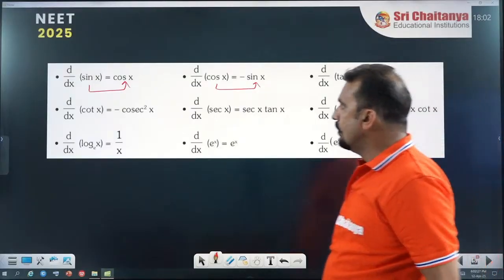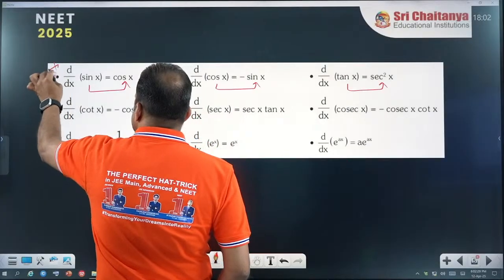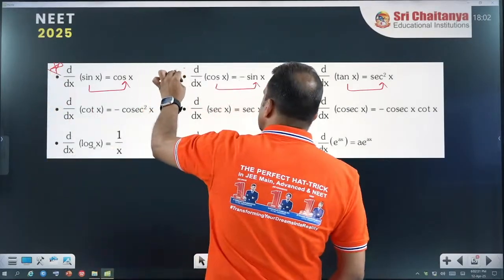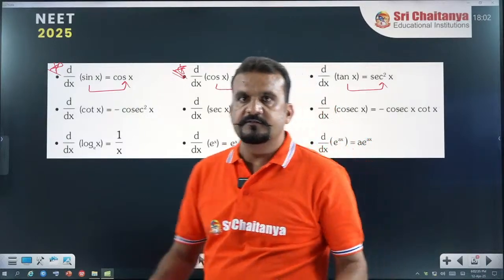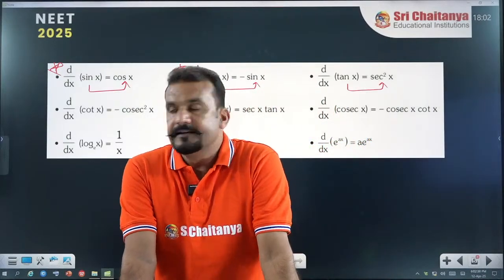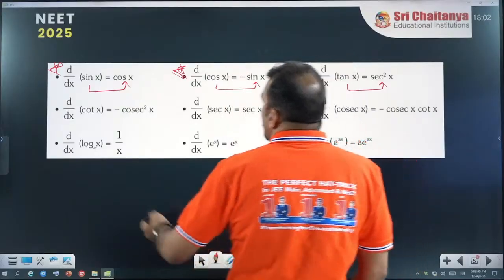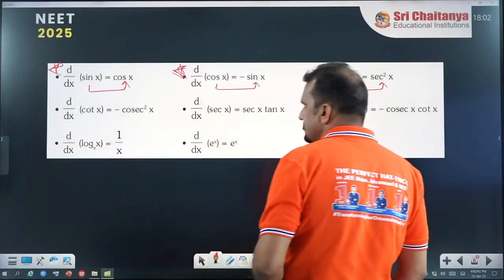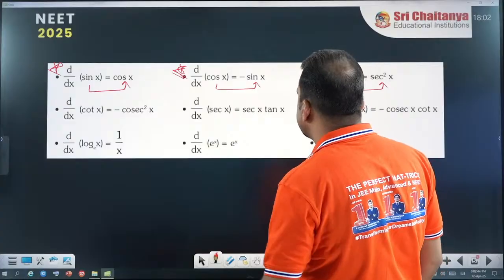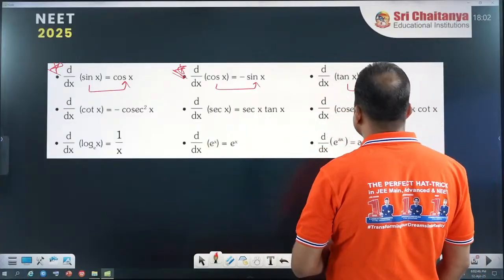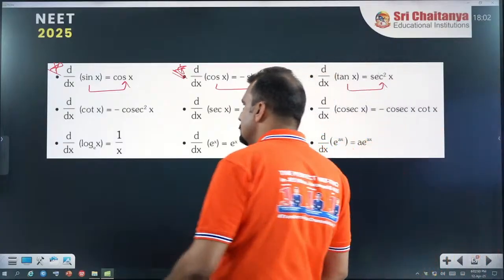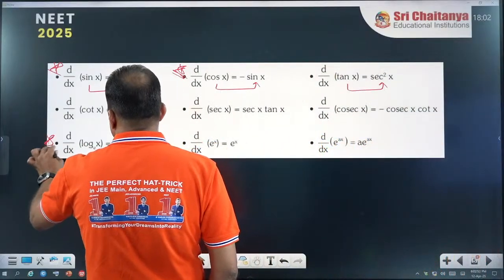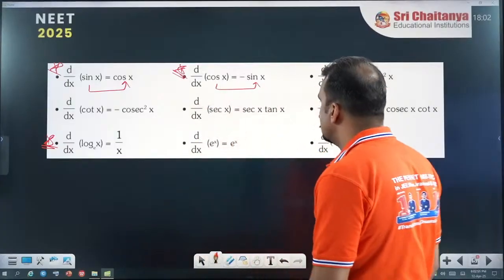Most of the time sin x and cos x are very important. Tan x we rarely use in our physics. Cot x I think is never used, but you can remember it: it is minus cosec square x. Sec x gives sec x tan x. Cosec x is also rarely used. This one is also used: log x. Differentiation of log x is 1 by x.